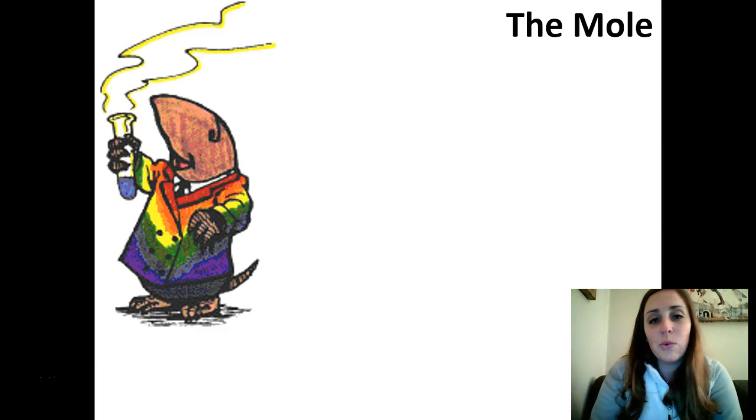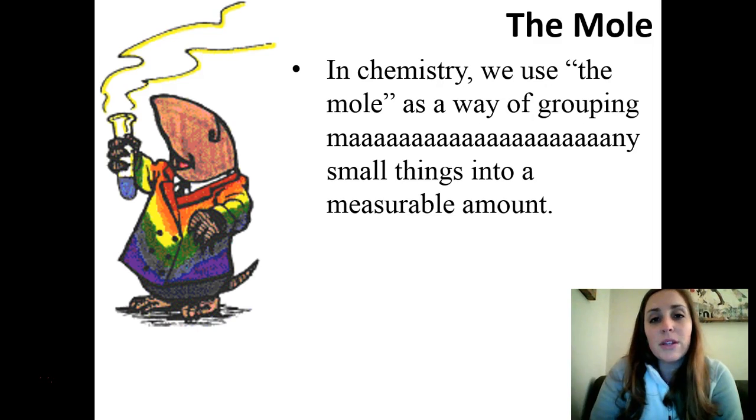But in chemistry, we use this thing called the mole. And you might know a mole by the animal. It's like a little rodent-like looking thing. But in chemistry, we use the mole as a way of grouping many small things into a measurable amount.